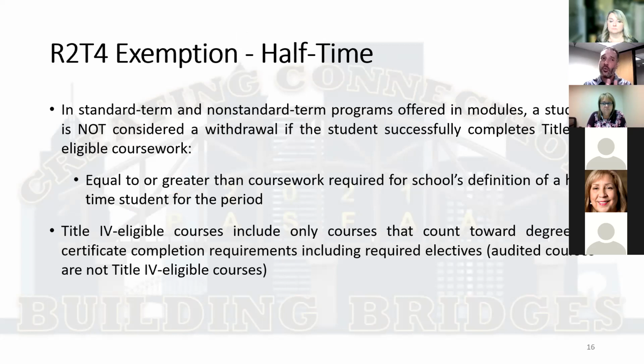When you look at your transcript and you see that the student successfully completed 6 credits in that semester, where full time would be 12, so halftime would be 6, it's really quick to say, oh, they passed a 6-credit course. They met the exemption. This is only for your standard and your non-standard programs, modular based. It would not be considered a withdrawal if the student successfully completed that coursework.